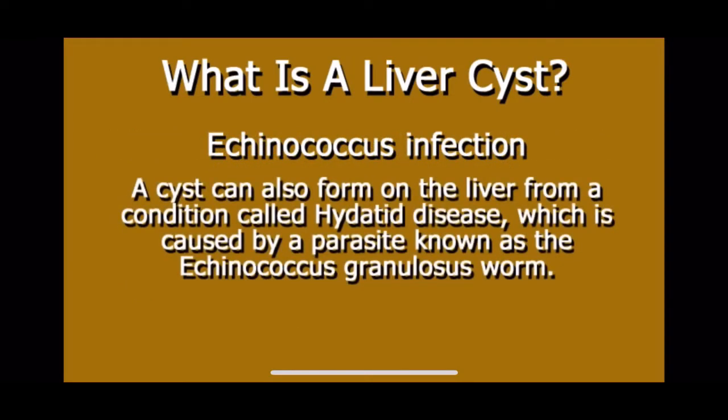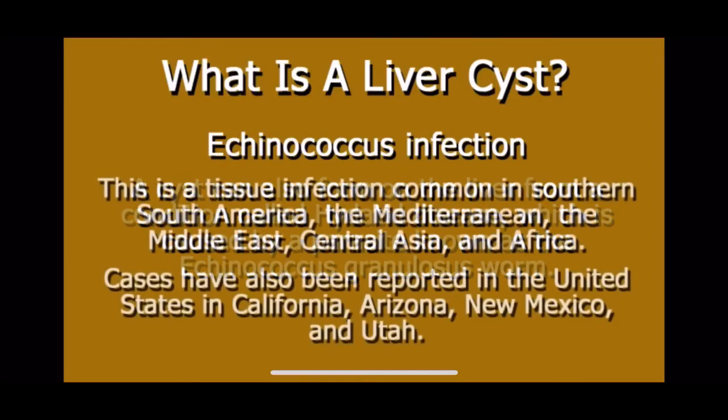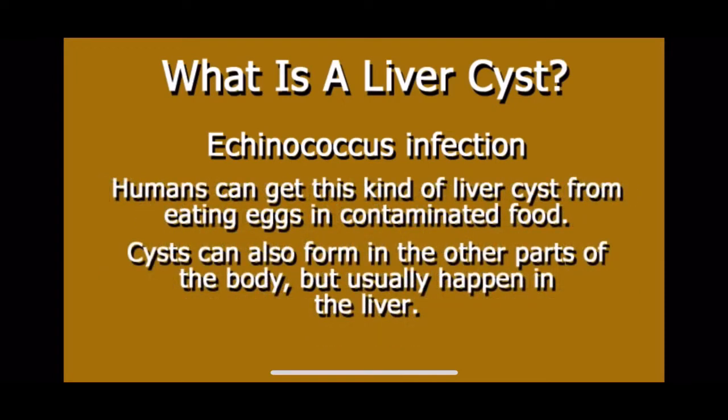A cyst can also form on the liver from a condition called hydatid disease, which is caused by a parasite known as the Echinococcus granulosus worm. This is a tissue infection common in southern South America, the Mediterranean, the Middle East, Central Asia, and Africa. Cases have also been reported, though, in the United States in California, Arizona, New Mexico, and Utah. Humans can get this kind of liver cyst from eating contaminated food. Cysts can also form in other parts of the body, but they usually happen in the liver.